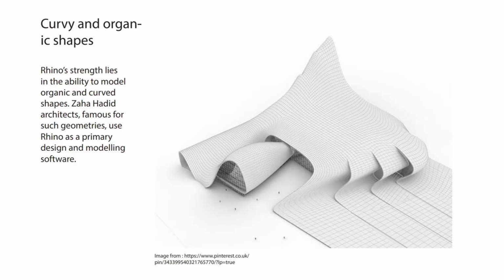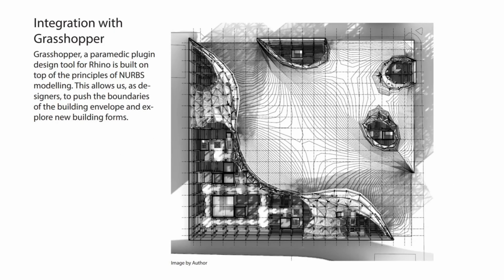And the advantage of this approach to modeling is that you can model curved and organic shapes, and you can control them much more easily when compared to mesh modeling. And that's where Rhino comes in. Obviously, another advantage with Rhino is that it's integrated with Grasshopper, so it enables parametric modeling and parametric design as well.